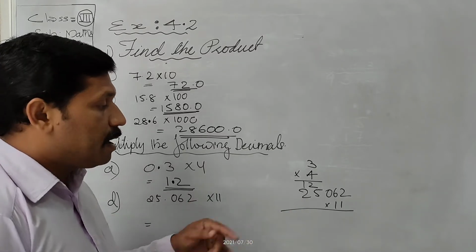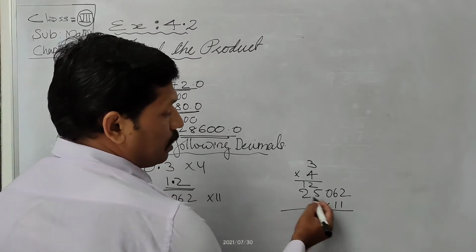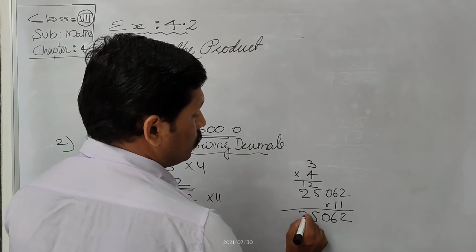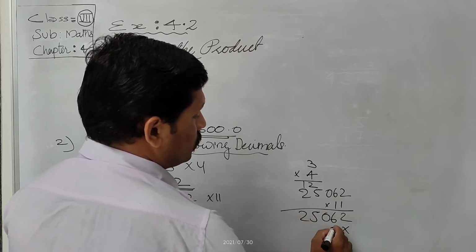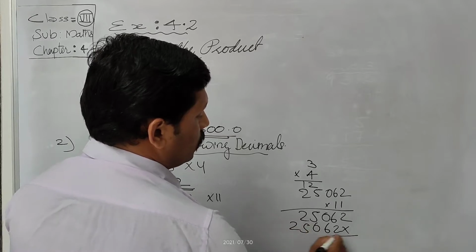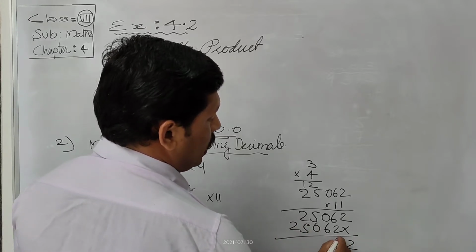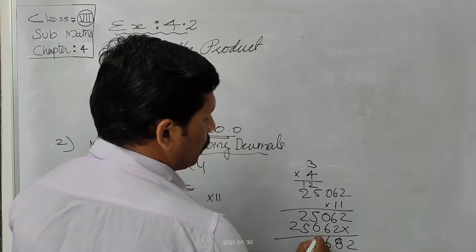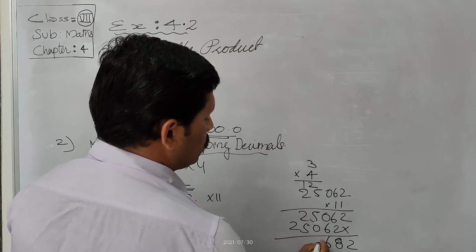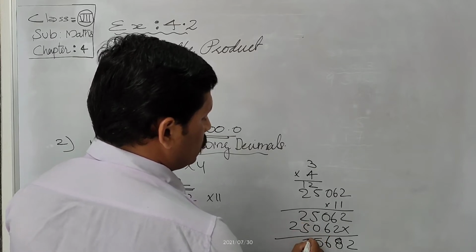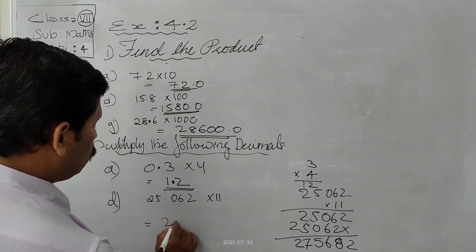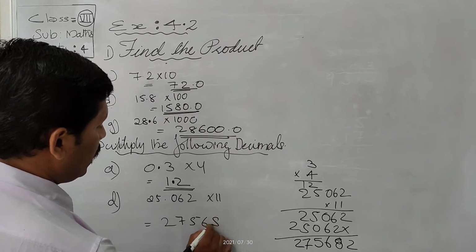Another, 25.062 multiplied by 11. Here we multiply without the decimal. 1 2 is 2, 1 6 is 6, 0, 5 and 2. And the next same number, only 6, 0, 5 and 2. Then we add: 2, 8, 6, here it is 0, so 5 plus 0 is 5, 7 and 2. So here we write 2, 7, 5, 6, 8, 2.